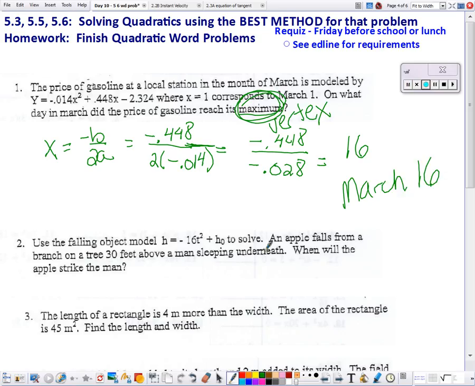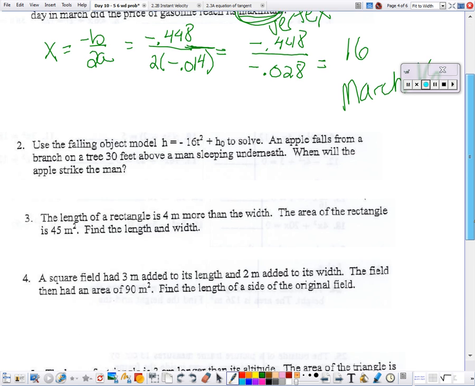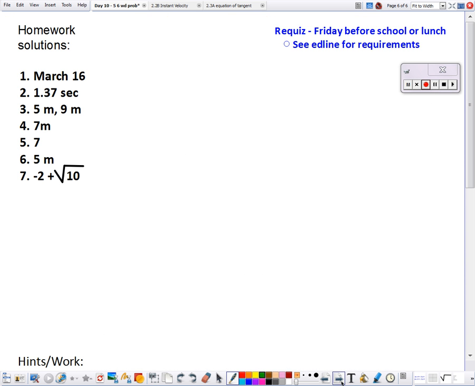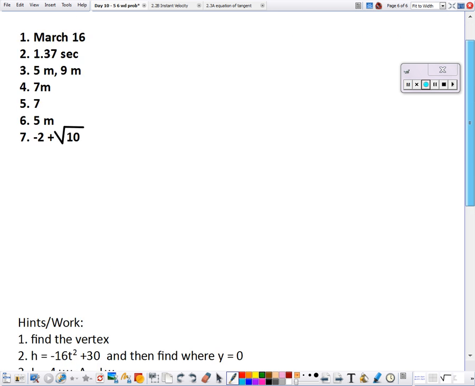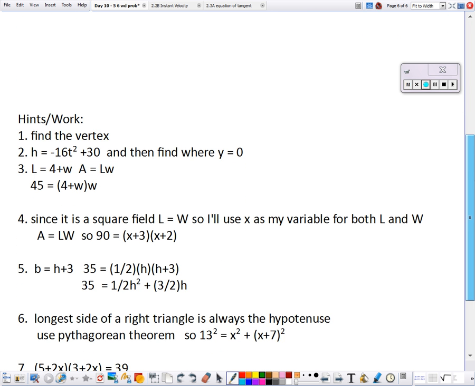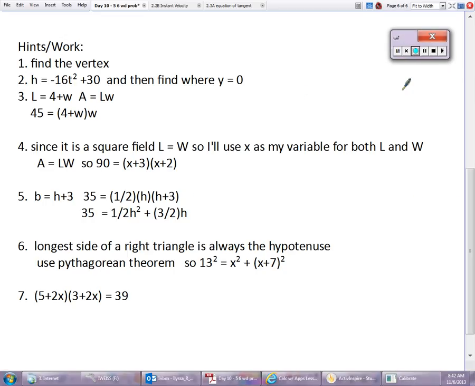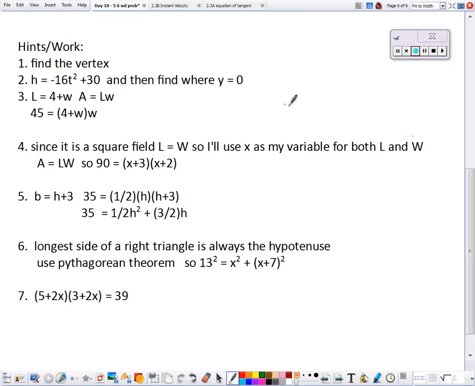Okay, so for the remainder of class, you're going to keep working through these problems, and hopefully that will give you some more time in the evening to work on your requiz requirements. I have on this last page, when you check your answers on Edline, there are some hints and work to help you. We can pause the video here and leave this up for the remainder of class in case you need some hints.